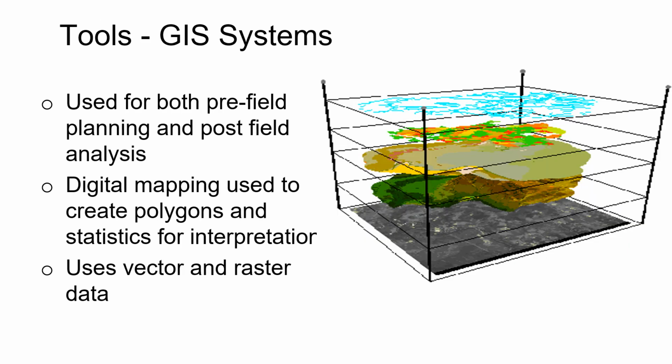We use GIS systems, and these are used for both pre-field planning and post-field analysis. Basically this is digital mapping used to create polygons and statistics for interpretation. And so what you can see here is we can have different layers. We have a veg layer, we have a soils layer, maybe we have a fertility layer, and then we can have a water layer.